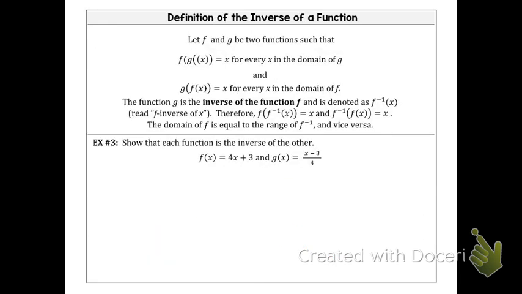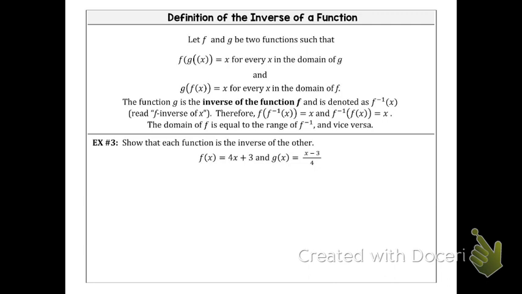All right, so the definition of the inverse of a function says let f and g be two functions such that f of g of x will equal x for every x in the domain of g, and g of f of x will equal x for every x in the domain of f. So when we take their compositions, when we plug them into each other, they're both going to have to equal x if they are inverses. The function g is the inverse of the function f, and is denoted as f inverse of x, or the inverse of f of x.